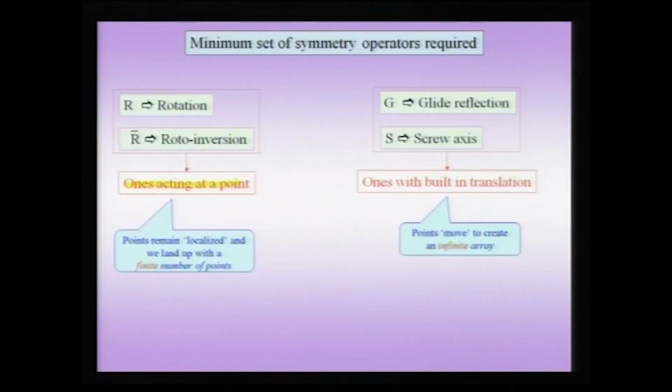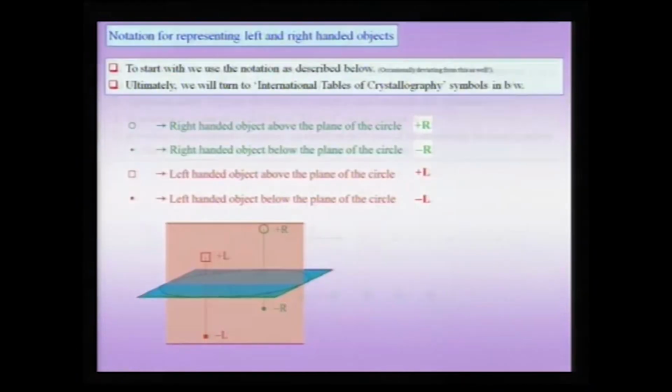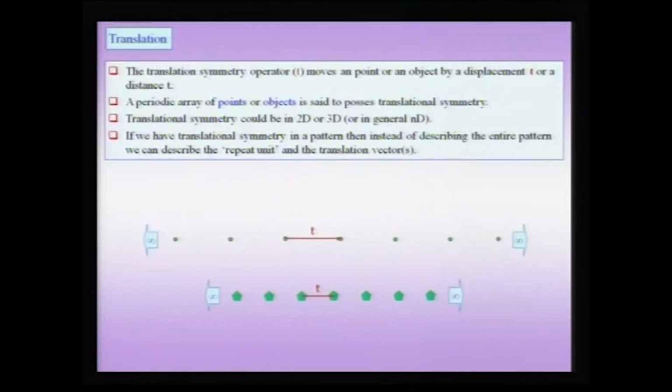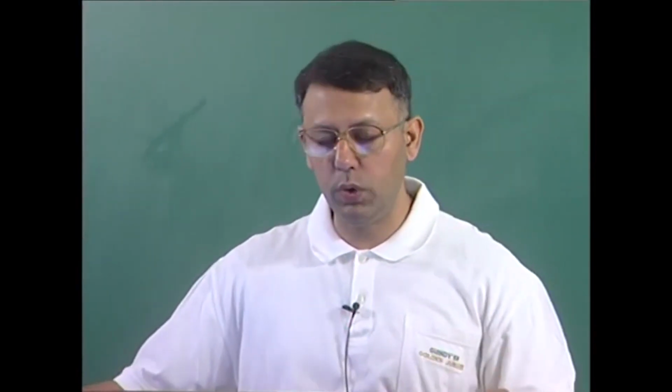If I want to generate all the symmetry acting at a point, then the bare minimum I require is rotation and something known as the roto inversion. And in this case, of course, I am at a point, I am not moving from one point to another in space, and these points remain localized, and we end up with a finite set of points at the end of what is known as an allowed combination of operators. But on the other hand, if you are talking about glide reflection and screw, then we end up actually moving the point and land up with an infinite array, but within a unit cell there will be only a finite number of points.